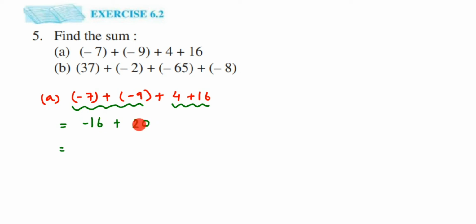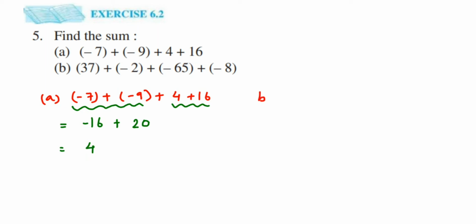Next, you can see minus 16 plus 20, they both have different, opposite signs. Different sign means we have to subtract them. So 20 minus 16 is 4. What about the sign? Now which one is greater? 20 is greater. Its sign is positive, so this will have a plus sign. So the answer will be plus 4. That's it.